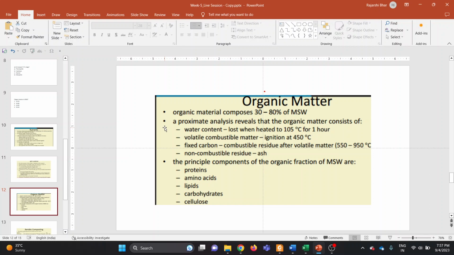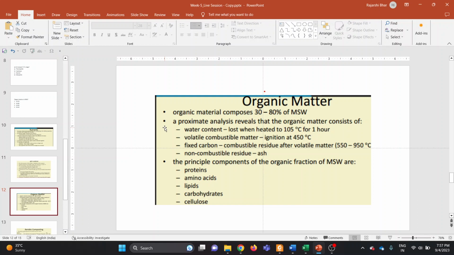So while doing proximate analysis, the one thing we start with is moisture content. And how to determine it? You take an initial weight of the organic material or MSW, put it in a hot air oven, and heat it at 105 degrees centigrade for 1 hour, or if needed in certain situations, you can also increase this time period at 105 degrees Celsius.